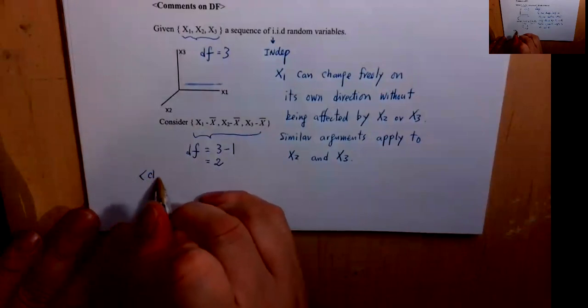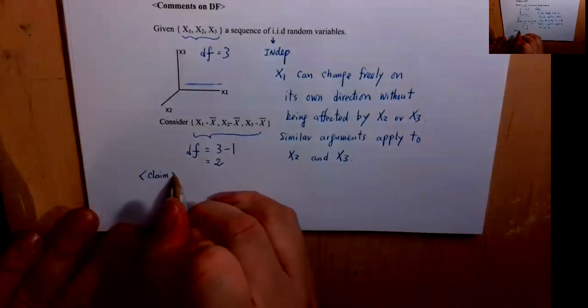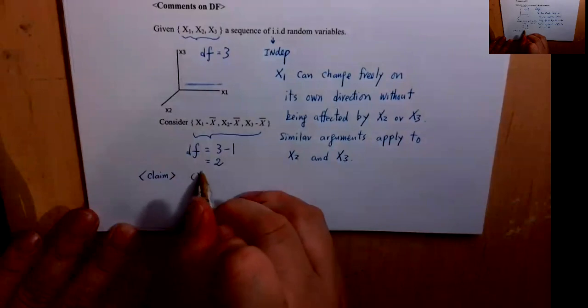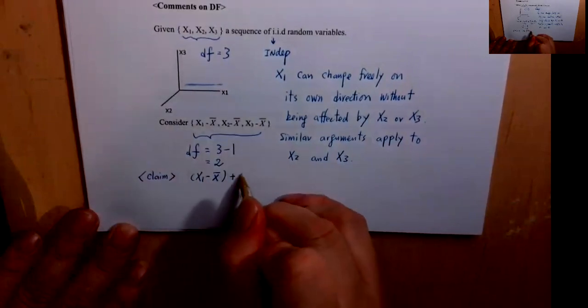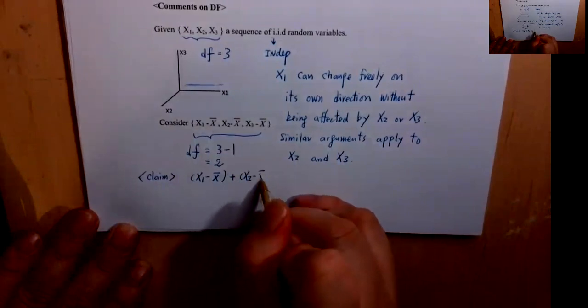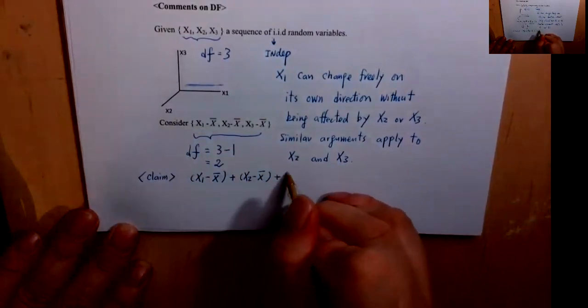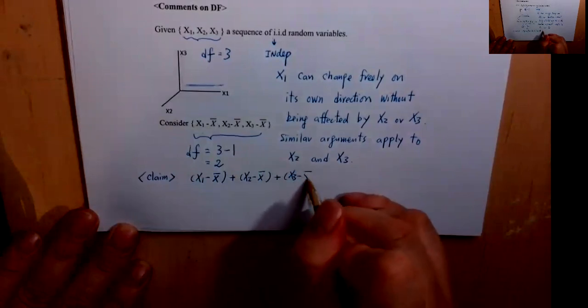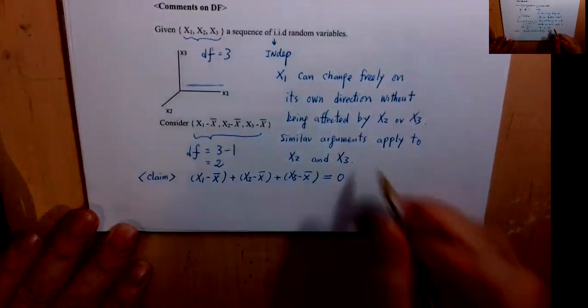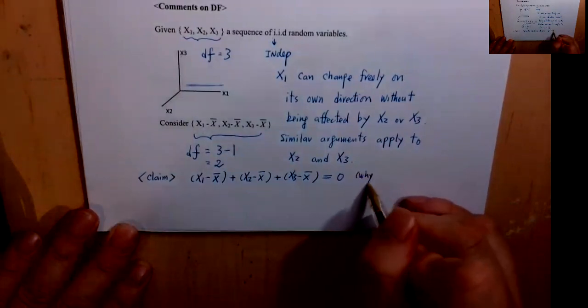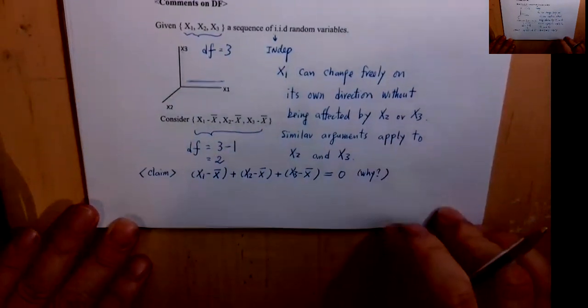Claim: x1 minus x bar plus x2 minus x bar plus x3 minus x bar must add up to 0. Why is that? Let's see.